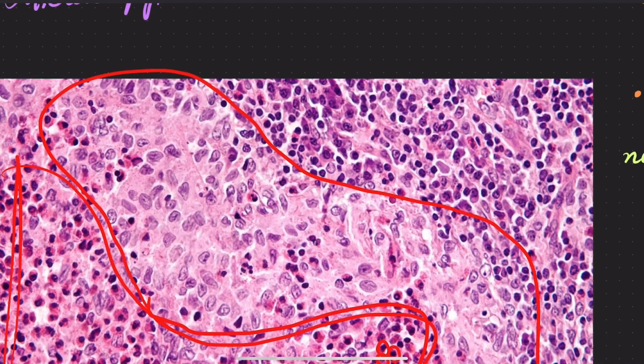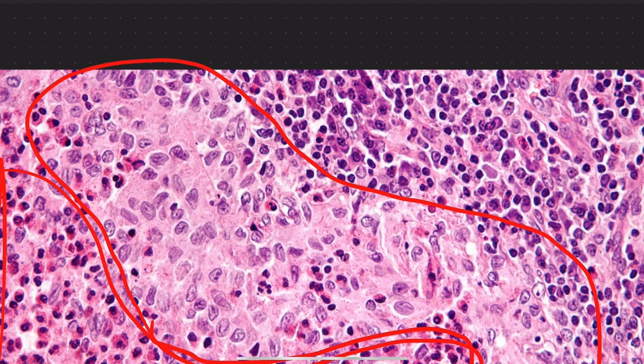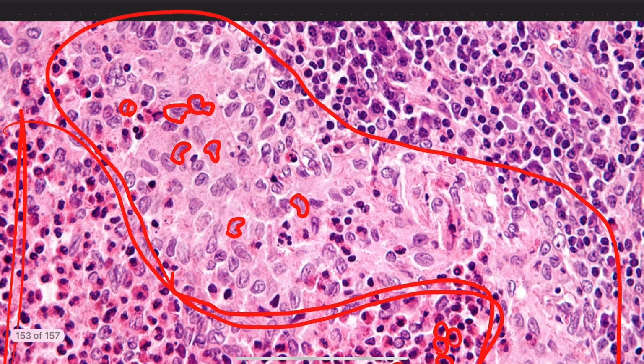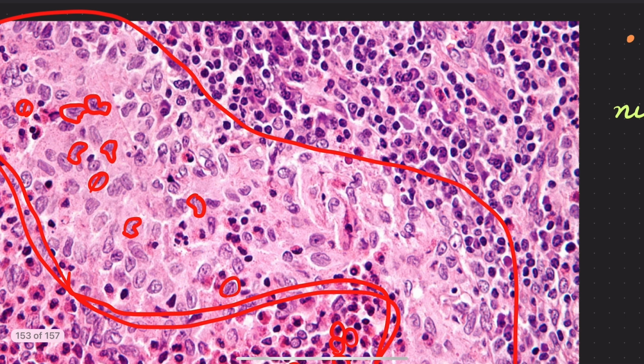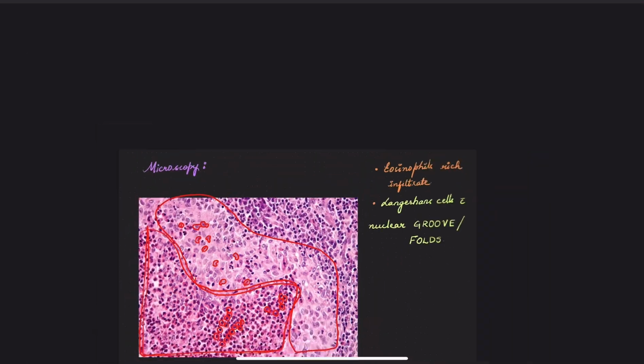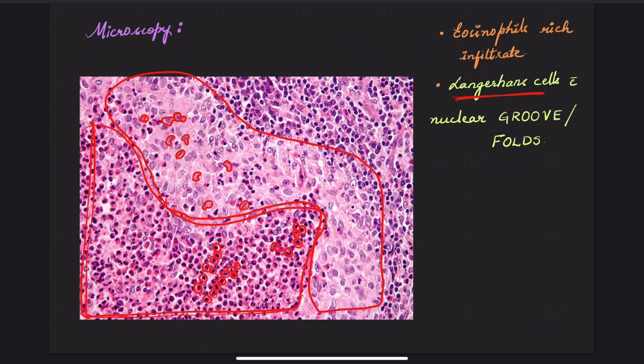An interesting feature of the Langerhans cell is its nuclear features. The nuclear membrane is not regular. It is folded and does not have a regular contour. A few nuclei can also show nuclear grooves, though mostly it shows nuclear folds. So Langerhans cells are identified by their nuclear features like nuclear grooves and nuclear folds.